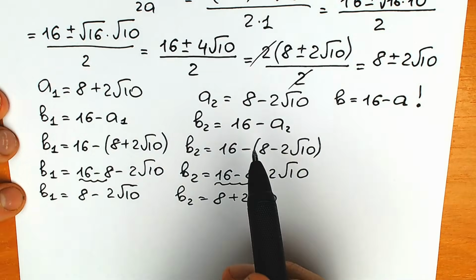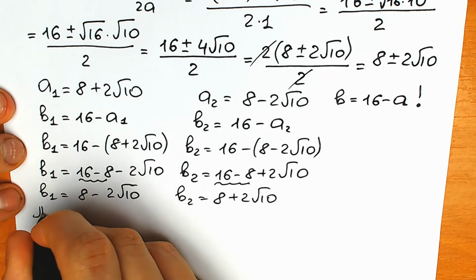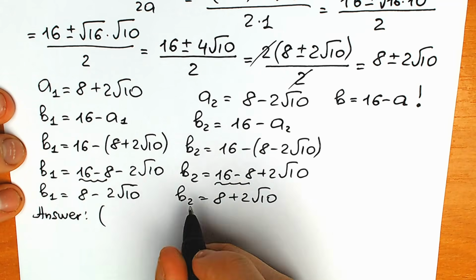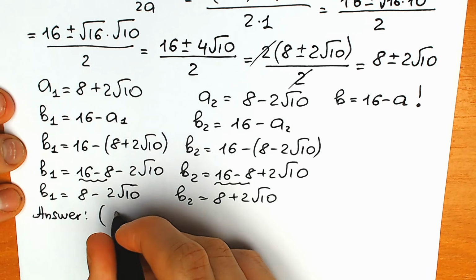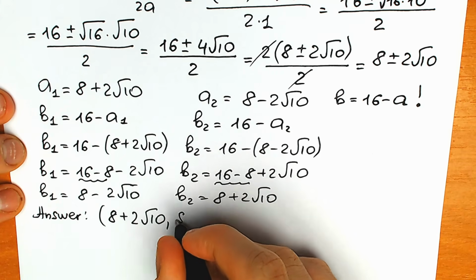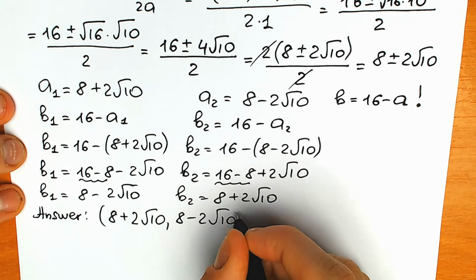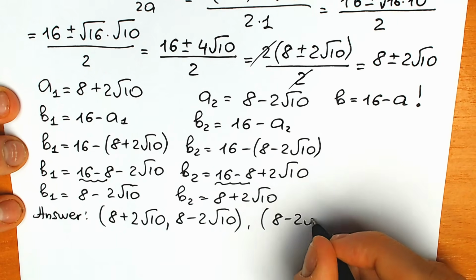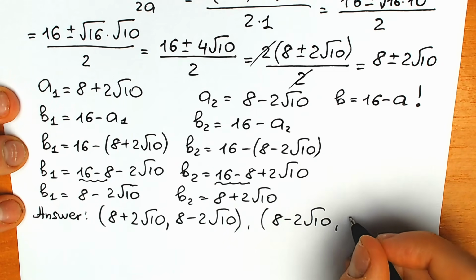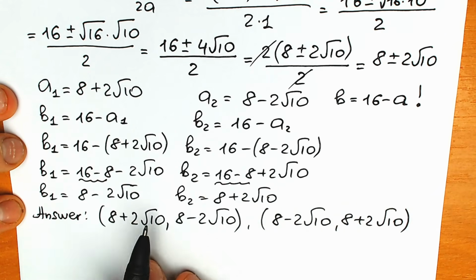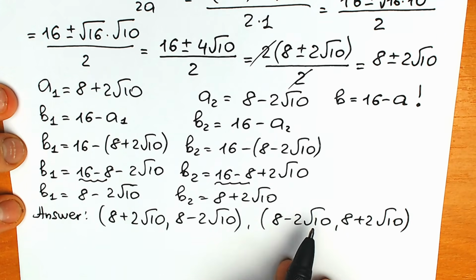One really interesting moment, because we have two absolutely symmetrical pairs. So we have our answer. We have absolutely the same constant but different sign. So we have 8 plus 2 square root of 10 and 8 minus 2 square root of 10. This is our first pair, and the second pair, 8 minus 2 square root of 10 and 8 plus 2 square root of 10. We have two pairs, first pair and the second one.